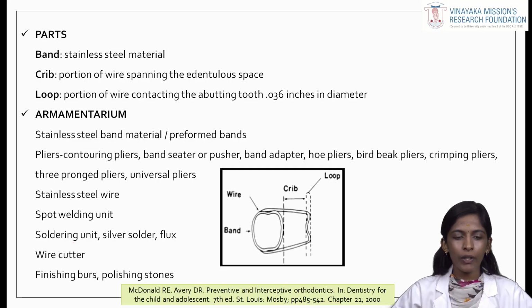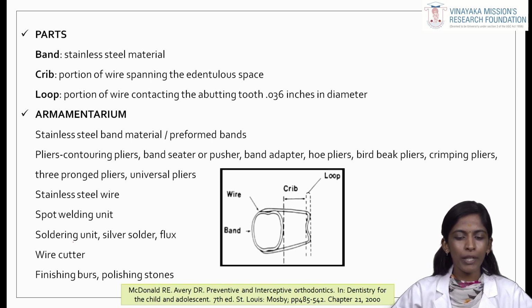Parts of band and loop include band, crib, and loop. The band is made up of stainless steel material, the crib is a portion of wire spanning the edentulous space, and the loop is a portion of wire contacting the abutment tooth, about 0.036 inches in diameter. Armamentarium of fabrication includes stainless steel band material or preformed bands.